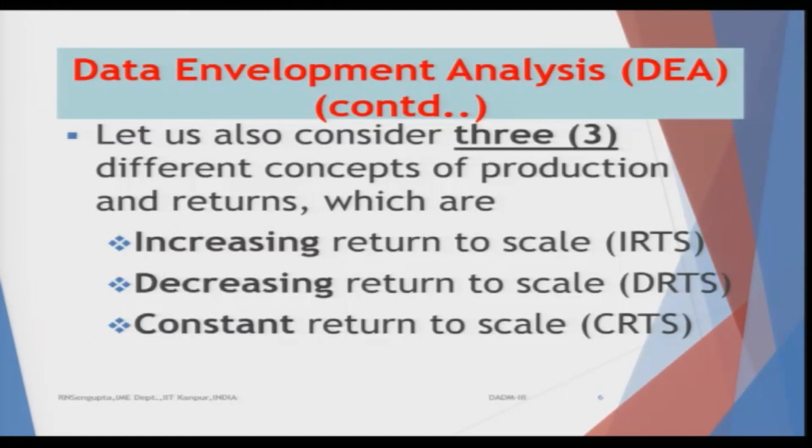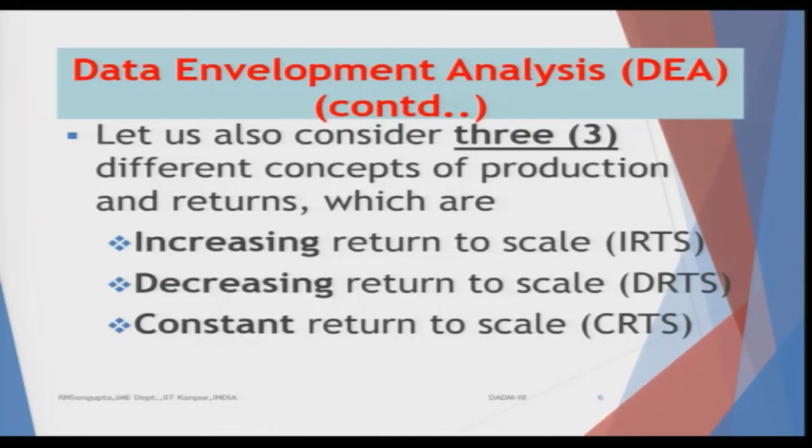Before we go into the concept of analyzing the problem in a very simplistic operational research framework or optimization problem, we will consider 3 different types of production returns. What type of production return, and what type of economic environment it will have. One is the increasing return to scale. That means, the more you produce per unit, the more the per unit profit you are going to get.